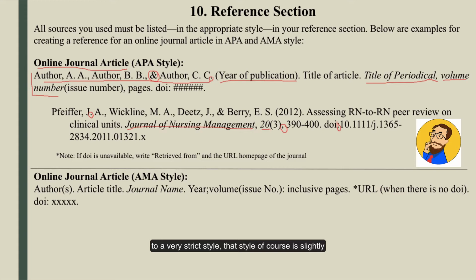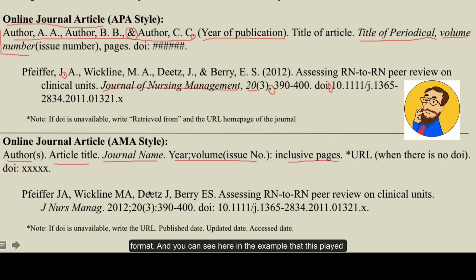That style, of course, is slightly different. AMA here, we're asking, as you can see, for some of the same exact things. The author, article title, journal name, year, volume, issue, page number, but in slightly different format. And you can see here in the example that this is played out well. For example, you can see the initials here in AMA format. There are no periods separating the initials and no comma separating the last name.